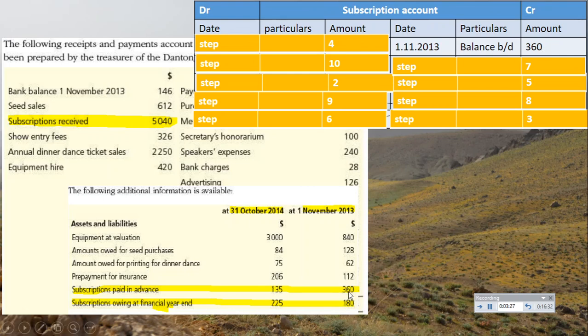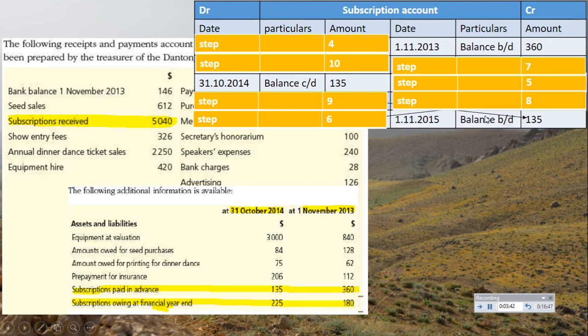In the same way, at the end of the year, subscription received in advance is also our liability. So here what you need to do is show it on the debit side as balance c/d, and this will automatically come as b/d on the credit side, which will ultimately become our liability. So this is how you present the two figures, 360 and 135.